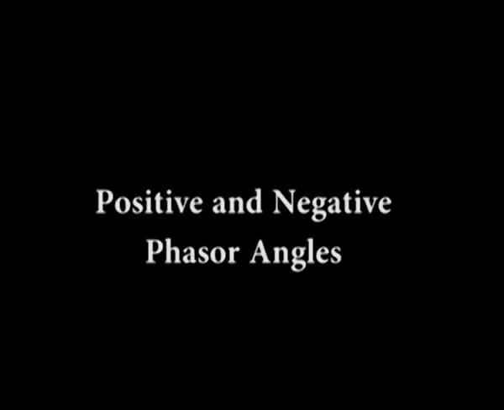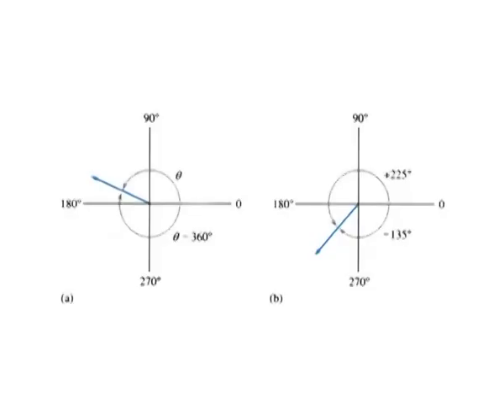Positive and negative phasor angles. The position of a phasor at any instant can be expressed as a positive angle, as you have seen, or as an equivalent negative angle. Positive angles are measured counterclockwise from 0 degrees. Negative angles are measured clockwise from 0 degrees.